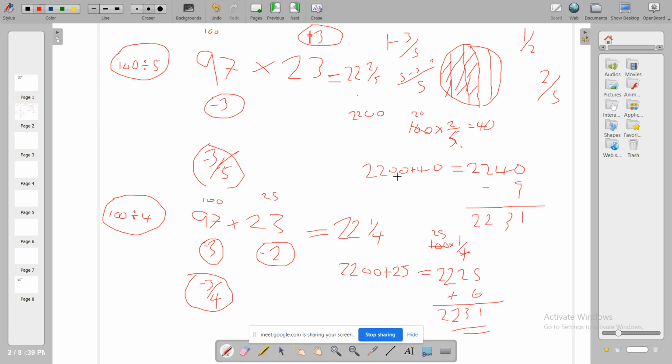Right? Have you seen we got the same answer? So you can use a reference number 4 or you can use a reference number 5 and it will give us the same answer. Do you all agree? Hello? Yes.